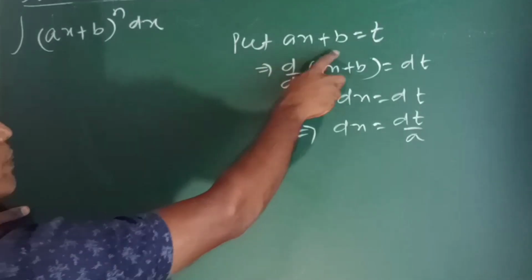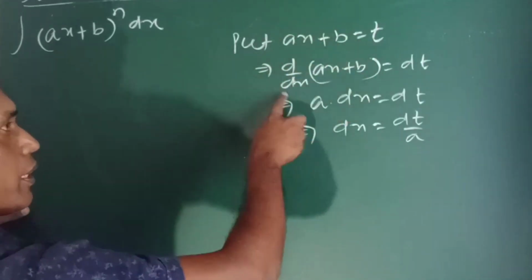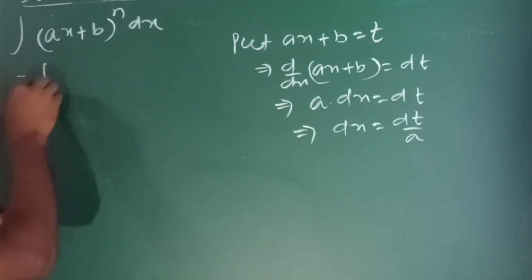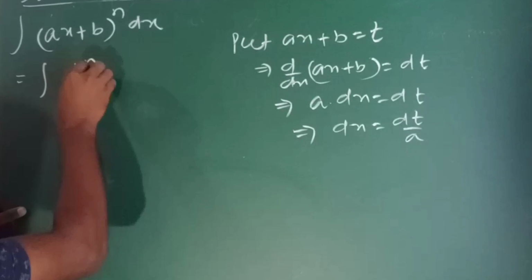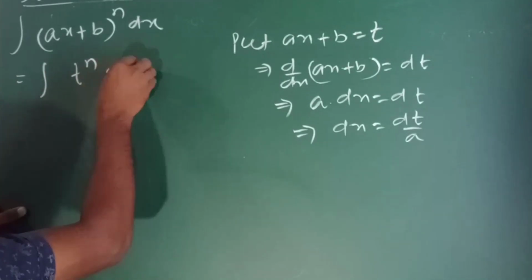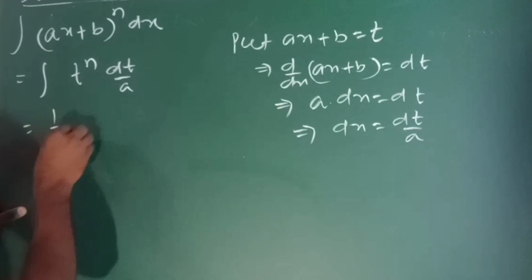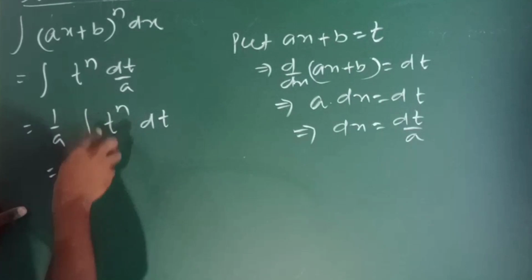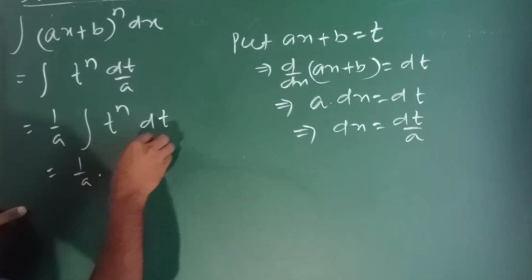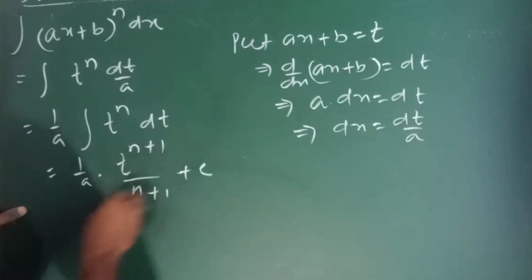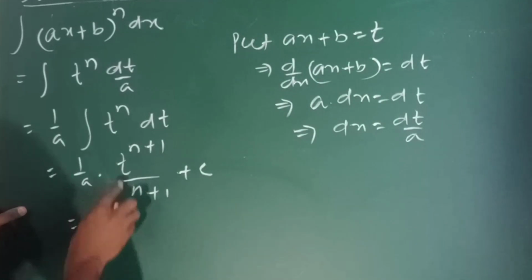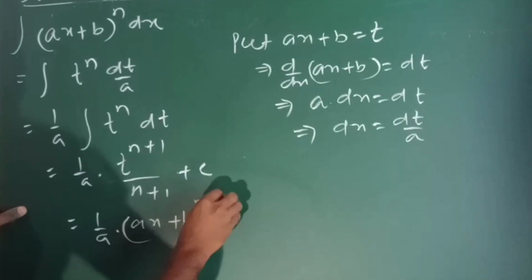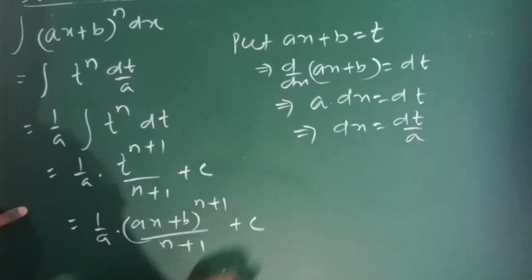So now put ax plus b equal to t, and after substitution, differentiate both sides and find dx. So dx is equal to dt by a. This is t to the power n into dx, where dx is dt by a. This is equal to 1 by a into the integration of t to the power n dt, which is 1 by a into t to the power n plus 1 by n plus 1 plus c. Since t is ax plus b, the answer is 1 by a into (ax plus b) to the power n plus 1 by n plus 1 plus c.